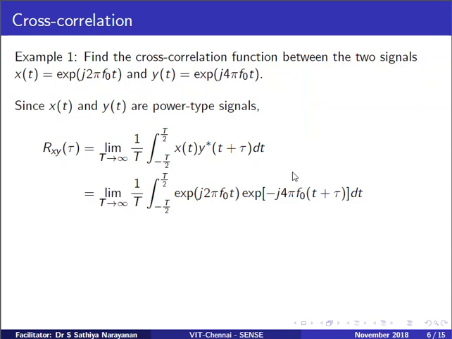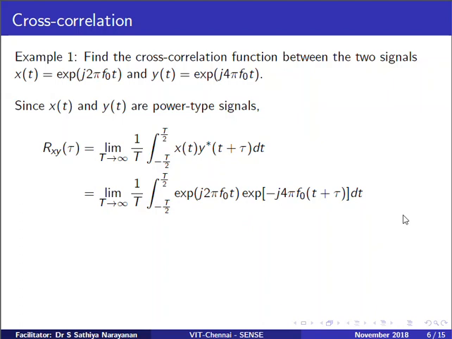Then this step is mere substitution of the x of t and y of t values. First is x of t. In the place of x of t, we have exponential of j 2 pi f naught t. In the place of y of t plus tau, it should be exponential of j 4 pi f naught t plus tau. Owing to this complex conjugation, there is a minus sign here.